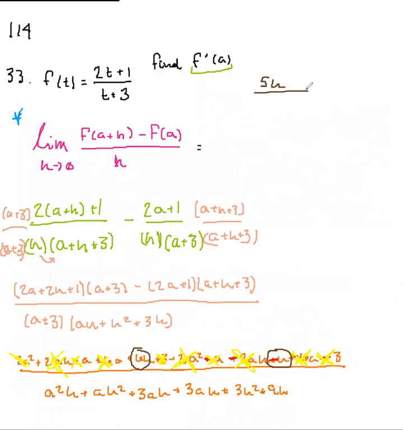And I screwed up here. I should not have combined these. I should have left this as h, a plus h, h plus a plus 3, so that I can cancel that h right there.